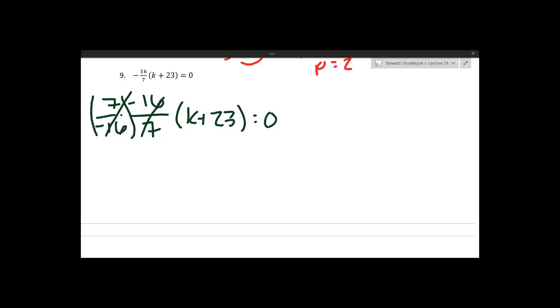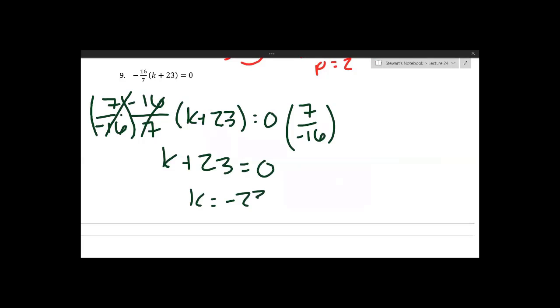That would cancel it over here. And 0 times anything is 0. So all we're left with is k plus 23 equals 0. So k would then equal negative 23, because you'd have to subtract the 23 from both sides.